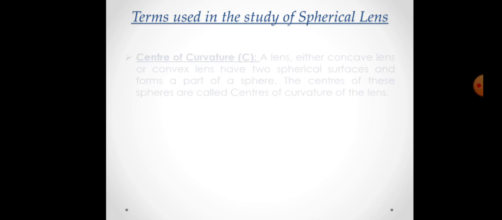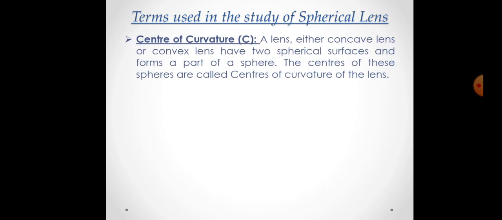Okay, now let us try to understand the terms used in the study of spherical lens. These terms are quite similar to the terms used in the study of spherical mirrors. So let us see what these terms are. The first one is your center of curvature, denoted by the letter C. A lens, either concave or convex, has two spherical surfaces and forms a part of a sphere. The centers of the spheres are called centers of curvature of this lens.